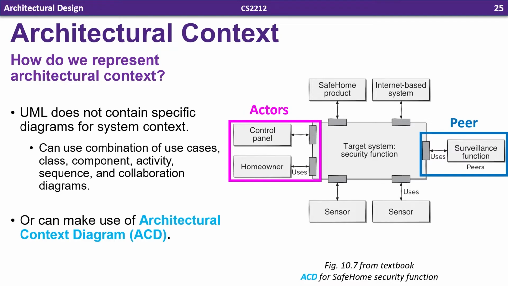And the actors are the homeowner and the control panel, but only if we consider the control panel to be an external device and not part of the system's security function. For example, the security system function would not be running on the control panel, based on this diagram. Otherwise, if it was running on the control panel, it would just be part of the target system.